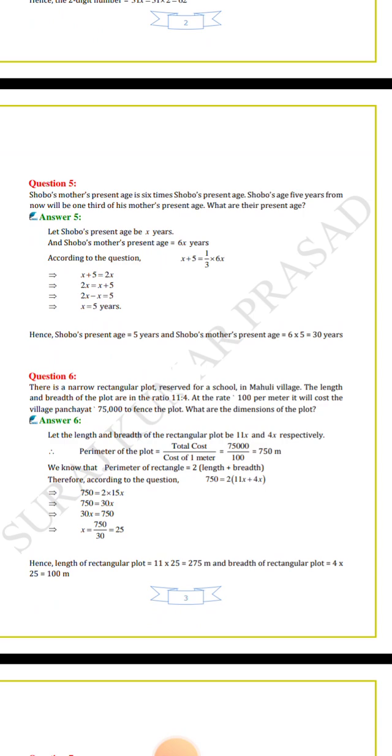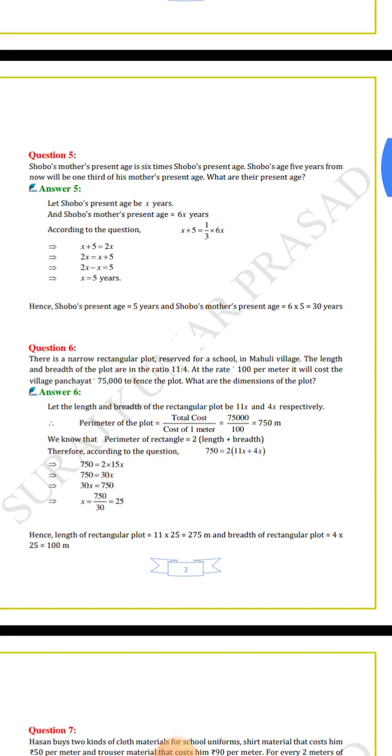Let's solve question number 5. Shob's mother's age is 6 times Shob's age. Shob's age 5 years from now will be 1/3 of his mother's age. What is the age? Let Shob's age be x and Shob's mother's age will be 6x years. According to the question, x plus 5 equals 1 by 3 into 6x.